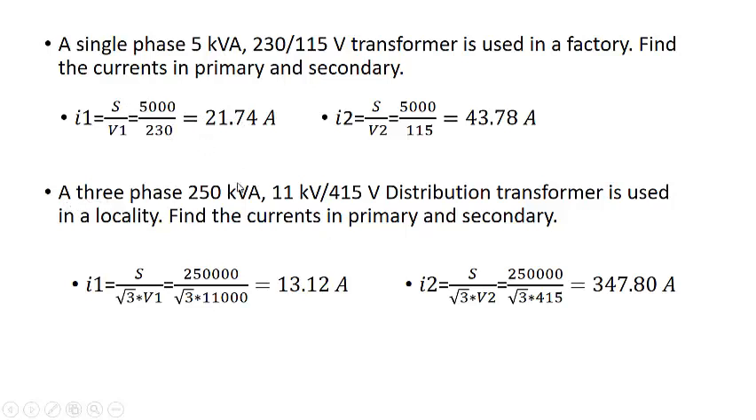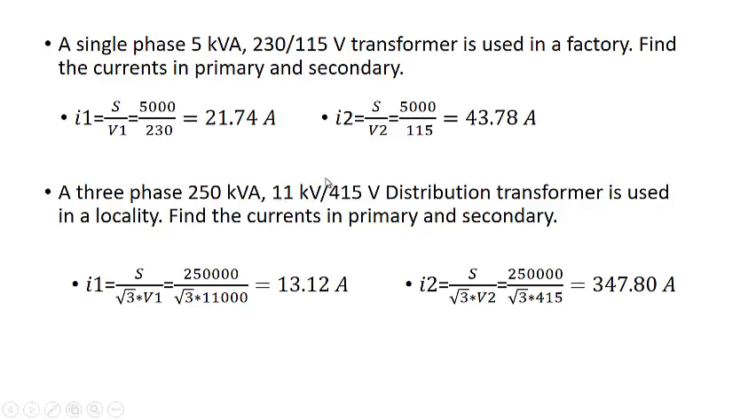Now for the three phase case: a three phase 250 kVA, 11 kV by 450 volt distribution transformer. This is actually a transformer that we use in our locality. We may have 100 kVA, we may have 63 kVA, we may have 250 kVA. Usually these are the ratings that we use in our locality. That's why I have used the same values over here.